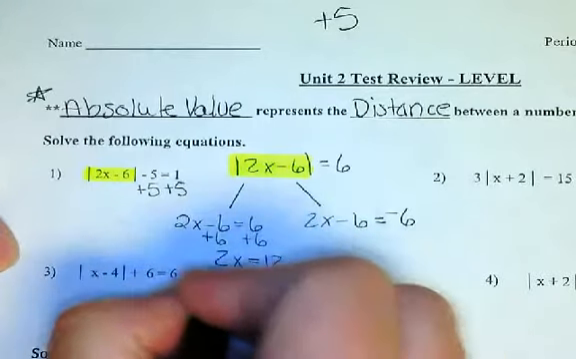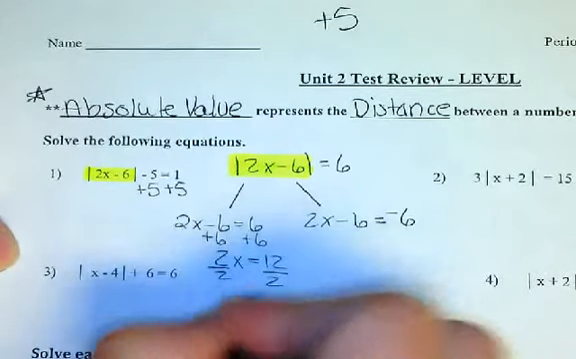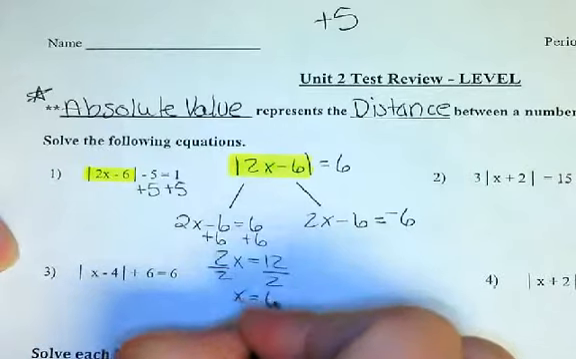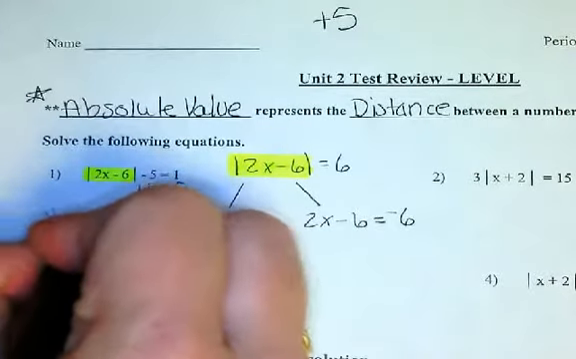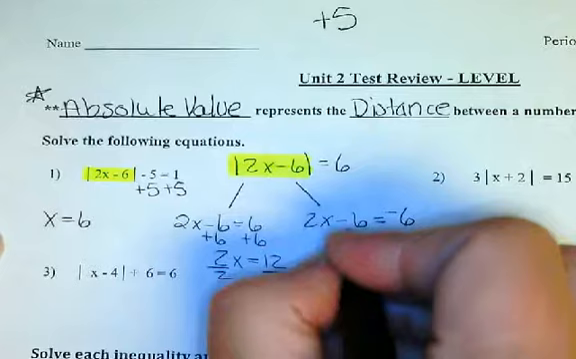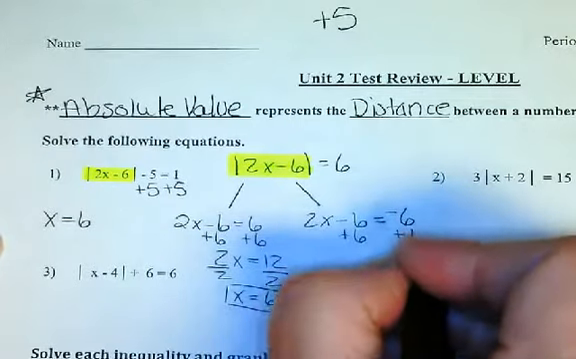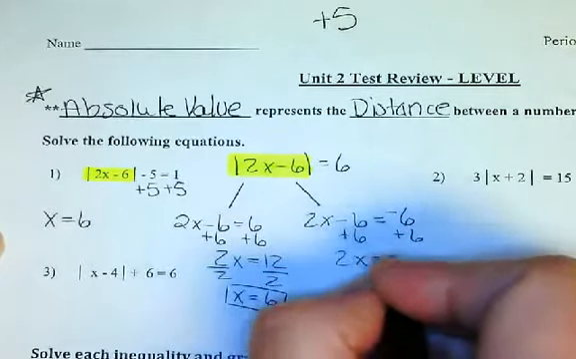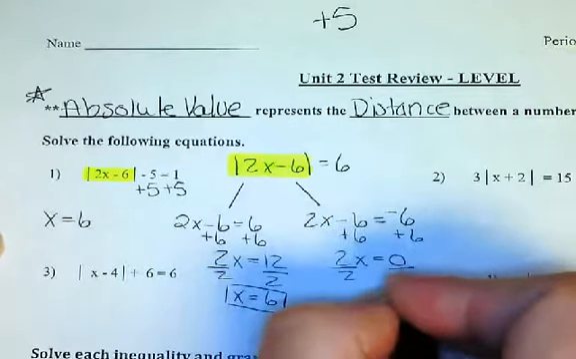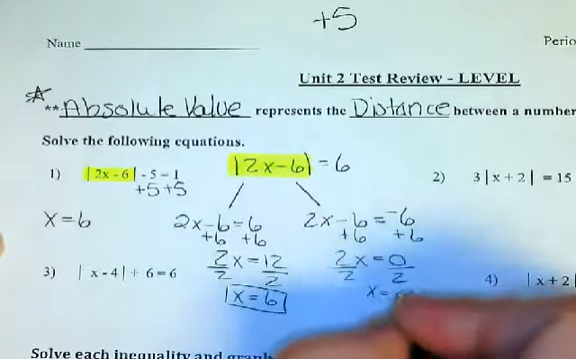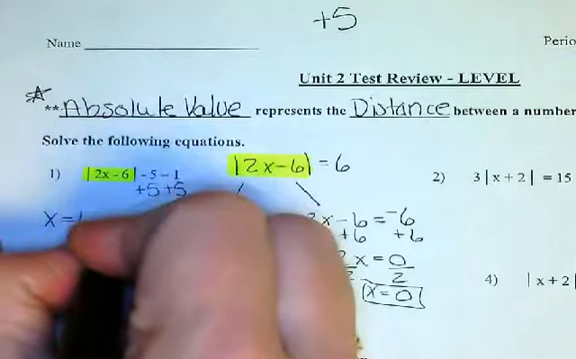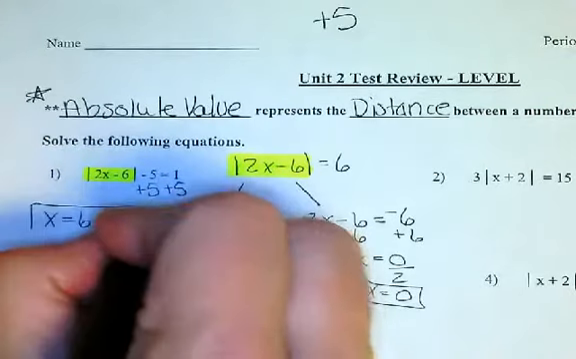Alright, so I'm going to add 6. That gives me 2x equals 12. Divide by 2, divide by 2. X equals 6. So that's one of my answers for number 1. I'm going to do the same thing over here. So plus 6 plus 6. 2x equals 0. Divide by 2, divide by 2. X equals 0. So this has 2 solutions.